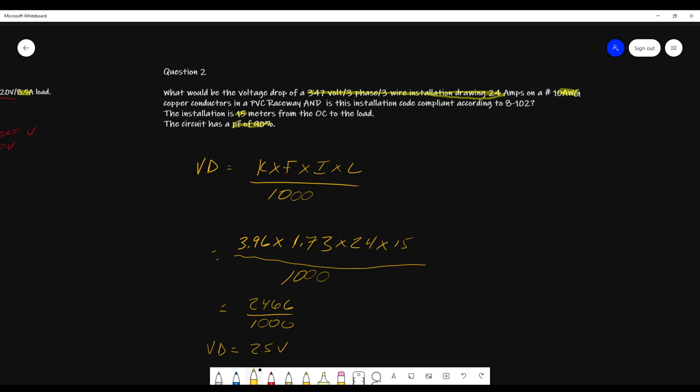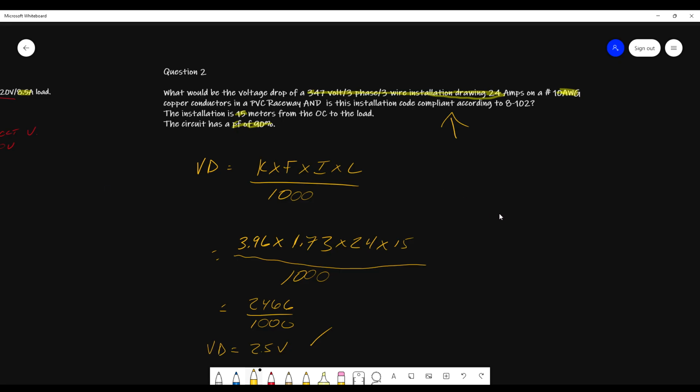So again, is this code compliant? Well, it is. Right? There's no way we're drawing more than 3%, right, of the voltage. And let's just work this out. So 347 times 0.03. We're allowed to drop 10.41 volts on this circuit. We're only dropping 2.5 volts. All right, so we are good. It's code compliant. We're good to go. That's how much voltage we're going to drop.